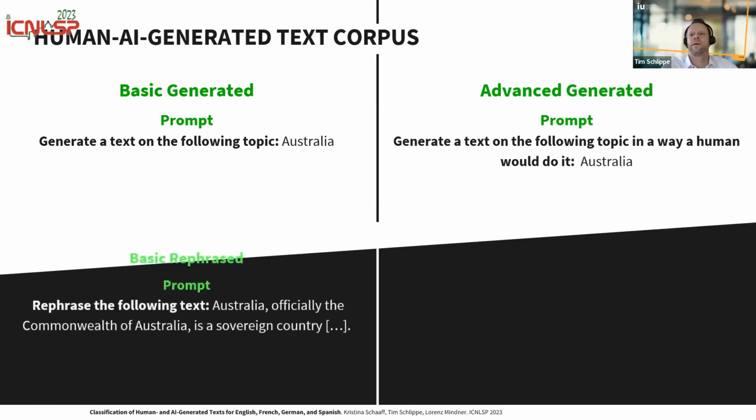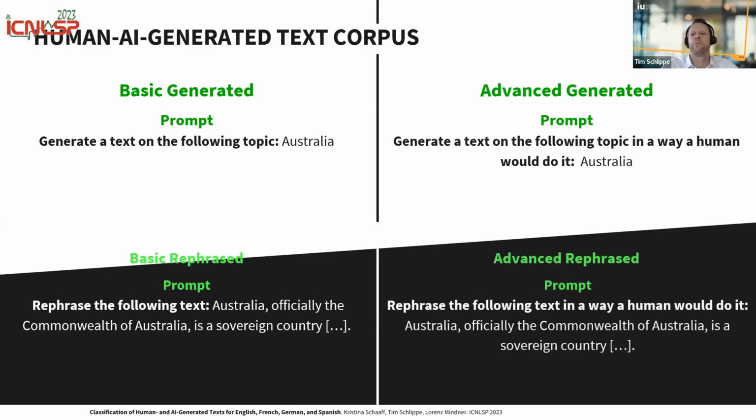Our basic prompt to rephrase the Wikipedia text about Australia was: rephrase the following text, and then the Wikipedia text, Australia, officially the Commonwealth of Australia, etc. And finally, our more sophisticated advanced prompt to rephrase the Wikipedia text about Australia was: rephrase the following text in a way a human would do it, and then Wikipedia's text about Australia.